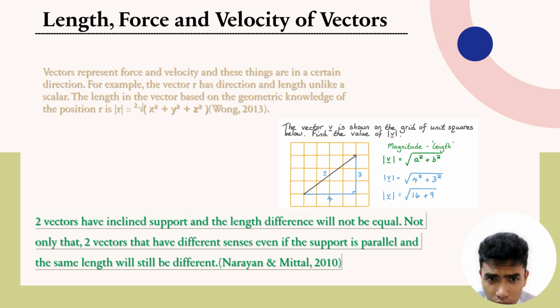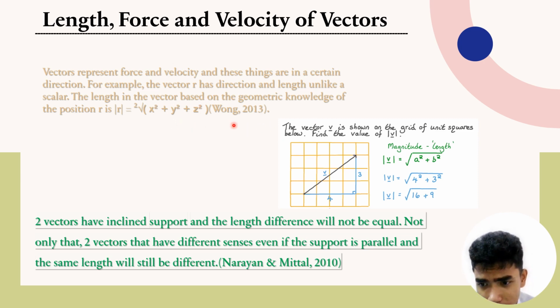The length of the vector, based on the geometric knowledge of the position R, is modulus R, or in the previous one we know it as modulus A, which is the same thing. As long as we understand it, we just replace the letter, so don't be confused about it. It equals the square root of x squared plus y squared plus z squared. Hope you guys understand. Like before, it's also a squared plus b squared plus c squared. It's just the same thing, but with the letter changed, so don't be confused.